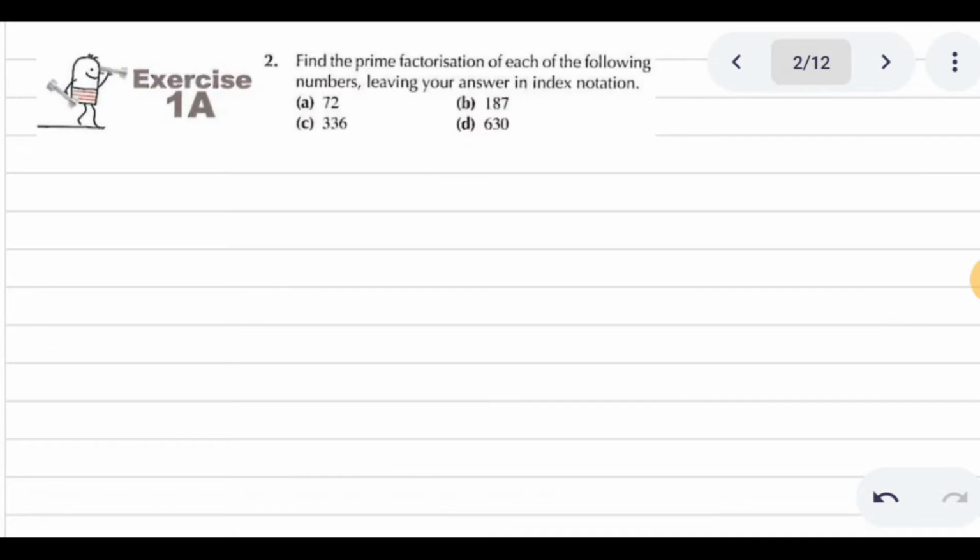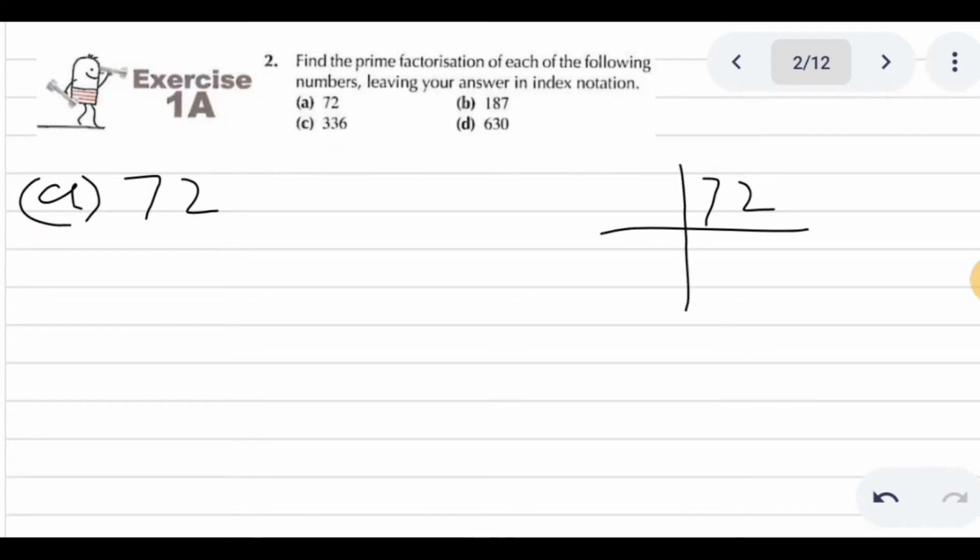Question: they are saying to find out the prime factorization of each of the following numbers, leaving your answer in index notation. In this question, we first have to find the prime factorization. We are going to solve part A, that is, find the prime factors of the number 72. So how can we do it by the division method? We have to divide 72 by the smallest prime number. Before solving it, I would also recommend that you learn the prime numbers below 20 at least.